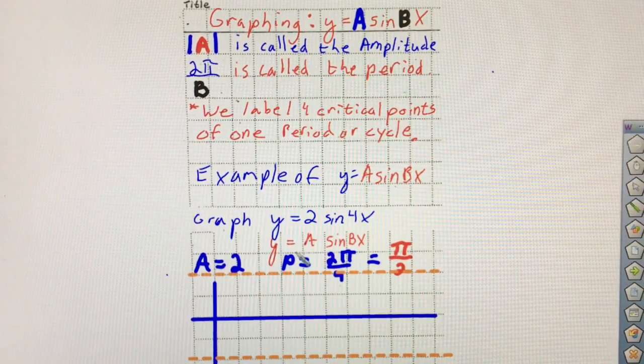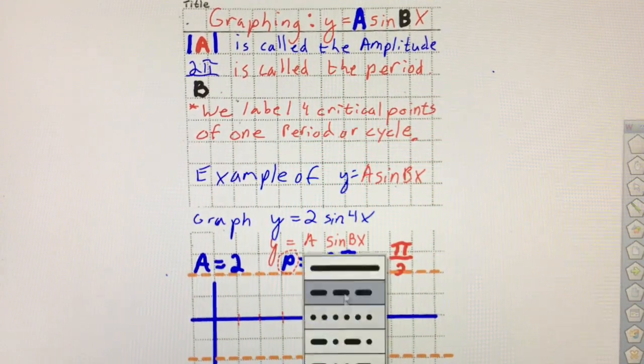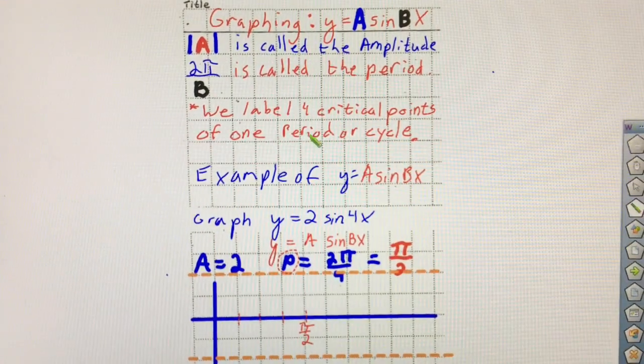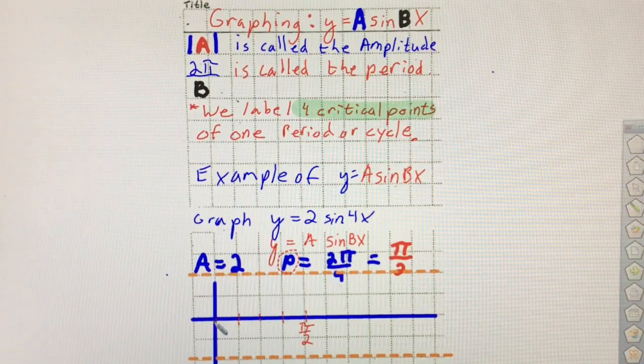And then my period is pi over 2. So I'm going to go right 1, 2, 3, 4 units. And at that 4th spot, I'm going to put that period of pi over 2. And that's going to give me my 4 critical points. If you recall, we talked about 4 critical points, and they're located there. There are technically 5 critical points because 0 is going to be a critical point.